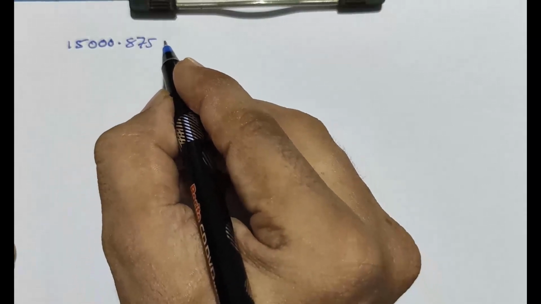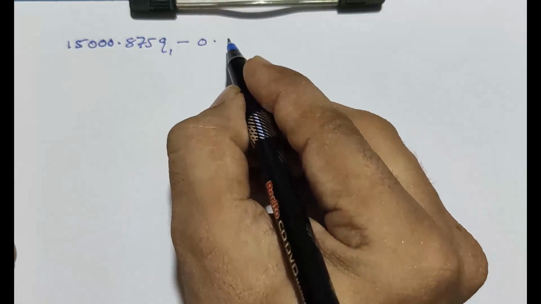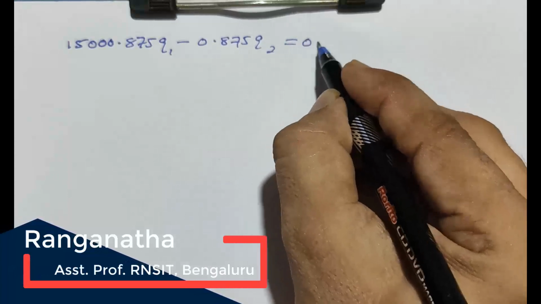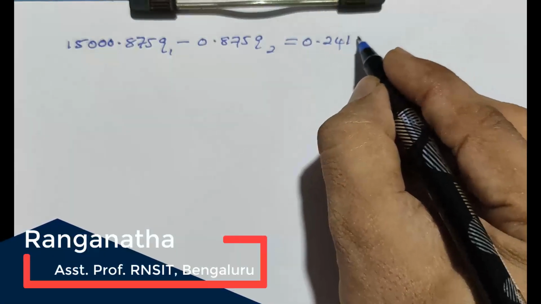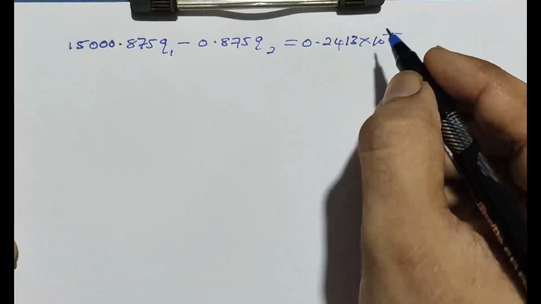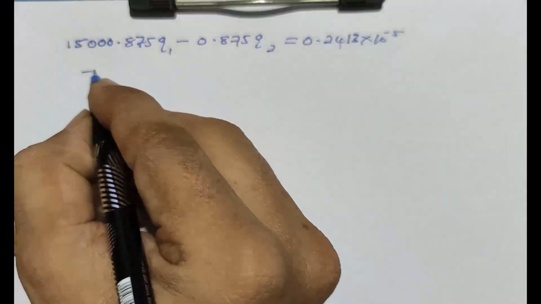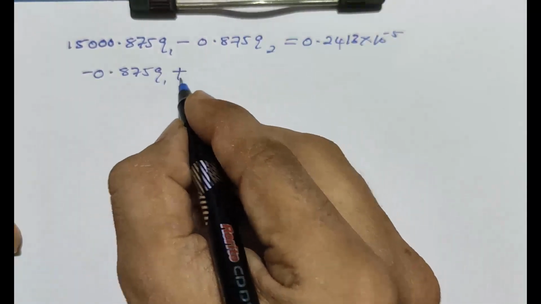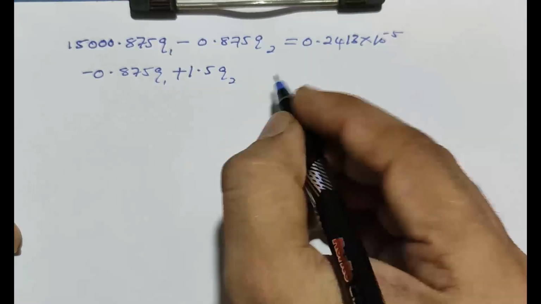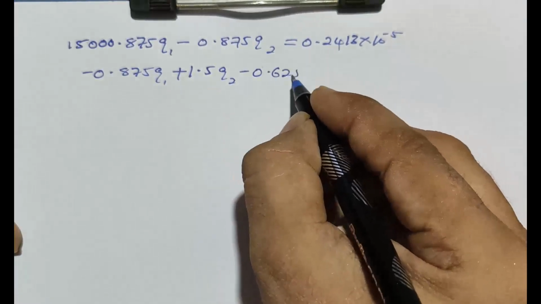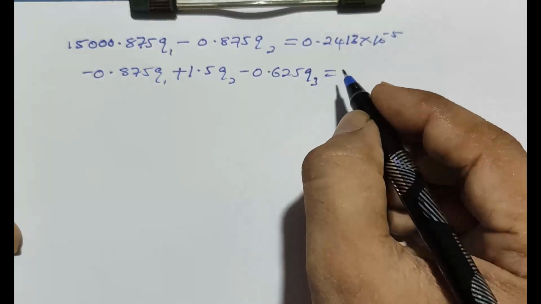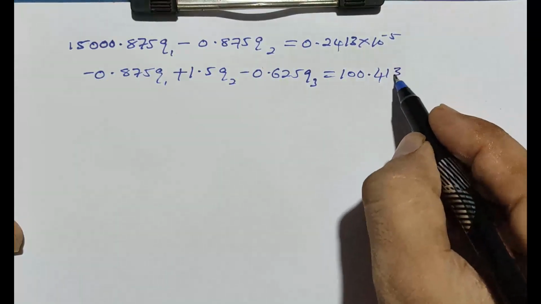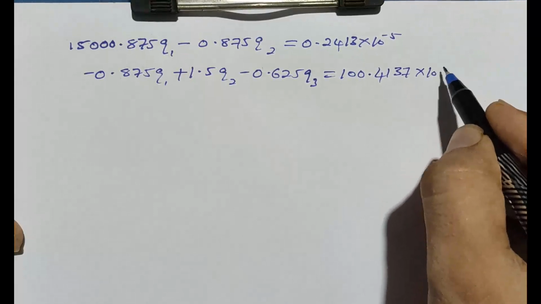If you simplify the equilibrium equation after applying the boundary condition, we will get three equations, that is 15000.875 Q1 minus 0.875 Q2 is equal to 0.2413 into 10 power minus 5. Second equation, minus 0.875 Q1 plus 1.5 Q2 minus 0.625 Q3 is equal to 100.4137 into 10 power minus 5.